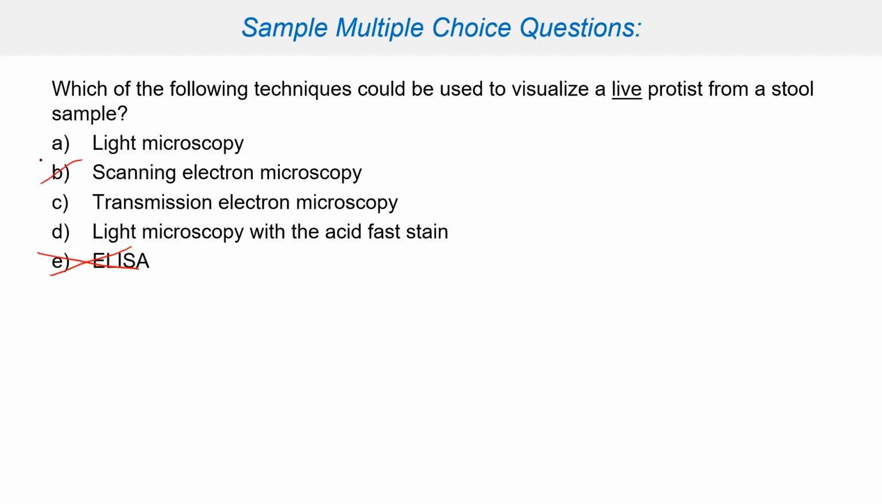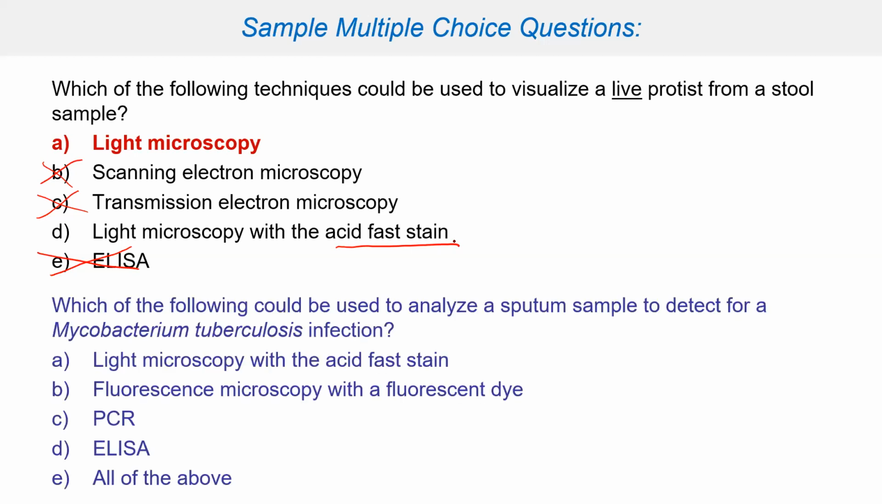Another thing is that electron microscopy kills the specimen. It's coated with heavy metal, usually it's dried out and all that, right? And so we're left with two selections, light microscopy and light microscopy with the acid-fast stain. So remember, the acid-fast stain is used for tuberculosis, not usually used for protists, and you've got this acid in there that's going to kill it. So the correct answer is A, light microscopy. Okay, so go through these logically. If you know what each of the things are, hopefully that helps you to answer the question.